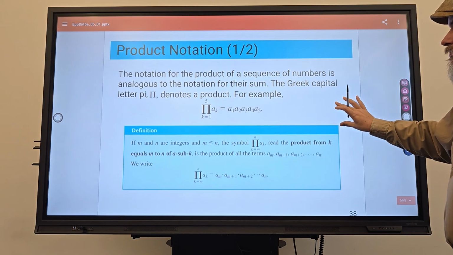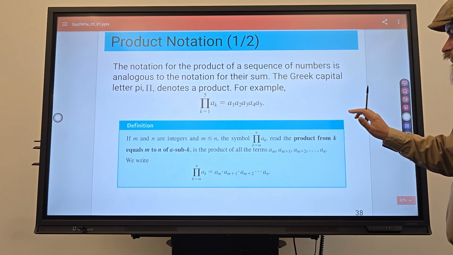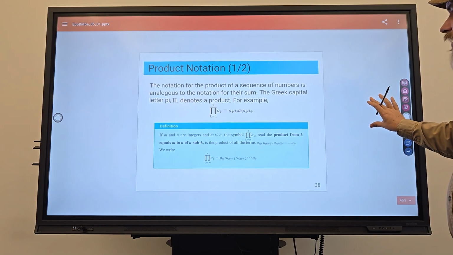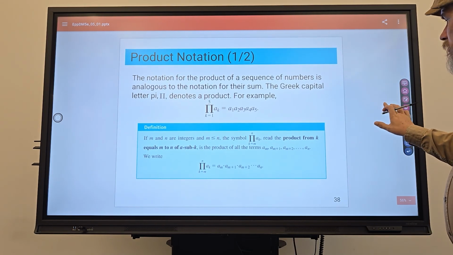Come on. You're not cooperating. You're magnifying instead of swiping.